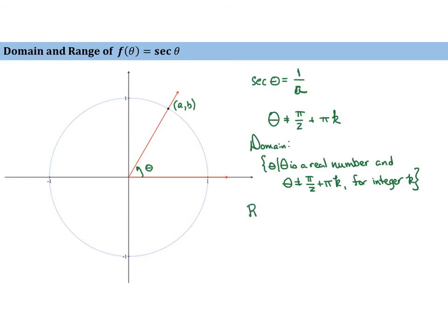What's the range? Well, without going into the same level of detail as we did in the previous slide, the range is negative infinity to negative 1 union 1 to infinity.